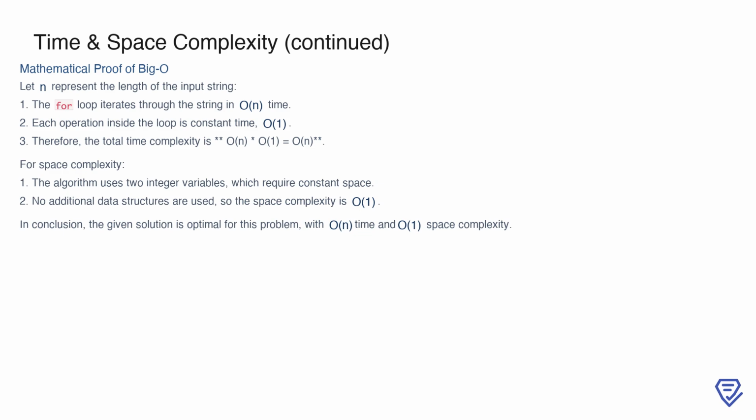For space complexity, only two integer variables are used throughout the algorithm. These variables require a fixed amount of memory, regardless of the input size, and no additional data structures are employed. Therefore, the space complexity is O(1). This demonstrates that the solution is optimal, achieving O(n) time complexity and O(1) space complexity for this problem.